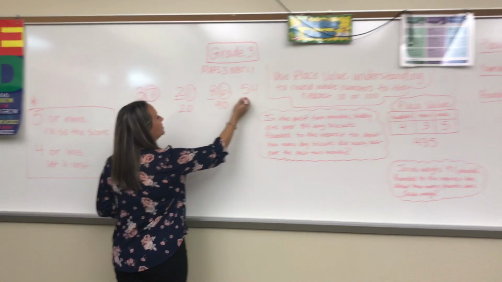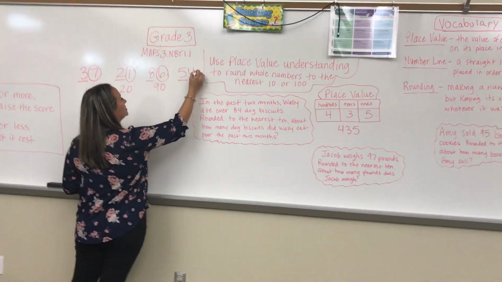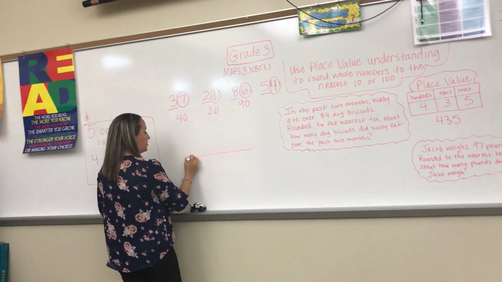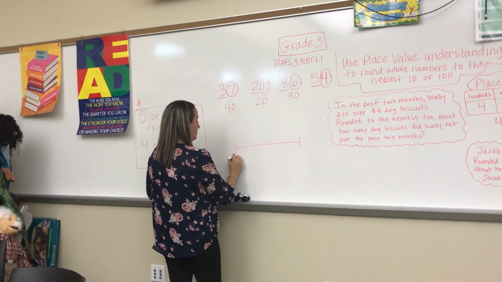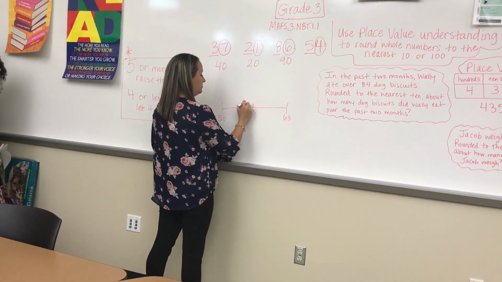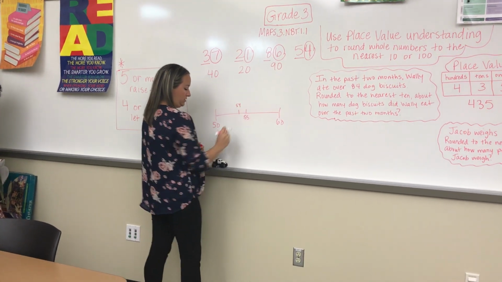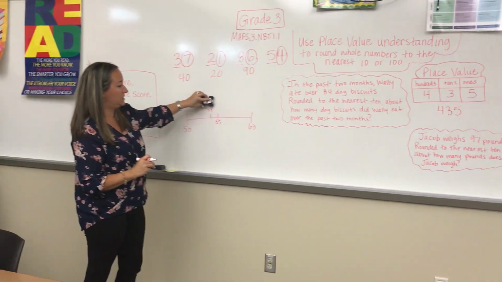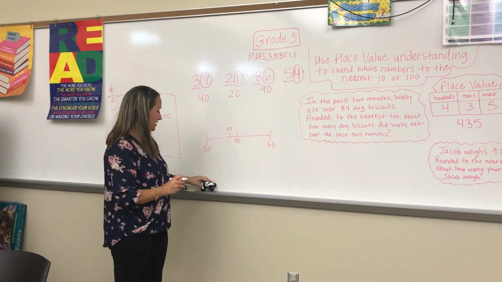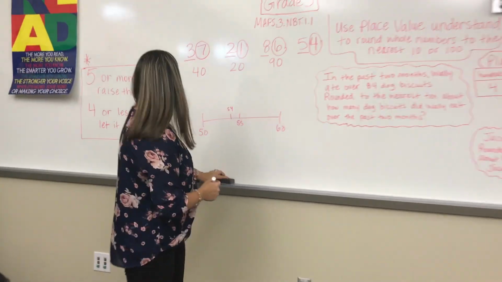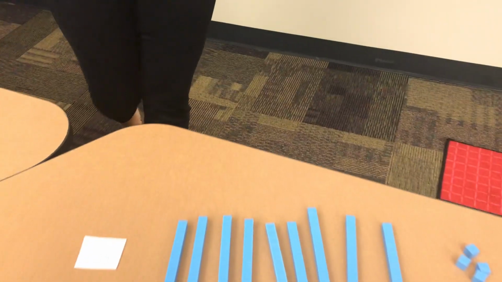We have the number 54. So we're going to look at the tens place and the ones place. Again, with our number line, 50 to 60, with 55 in the middle. Since 54 is here, it is much closer to 50 than it would be to go all the way to 60. Okay, so we can do some word problems.